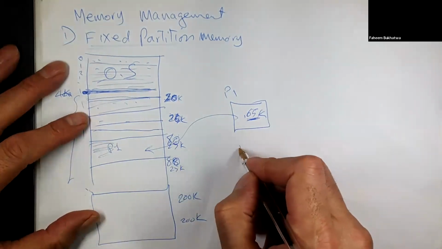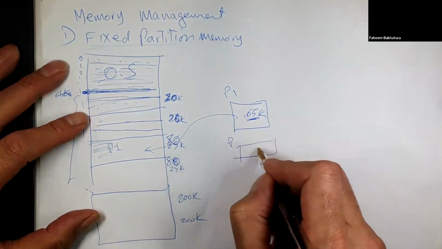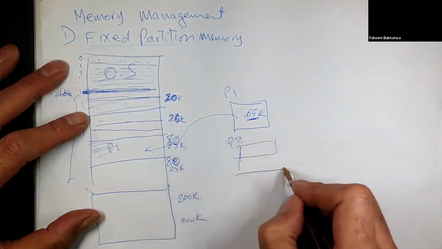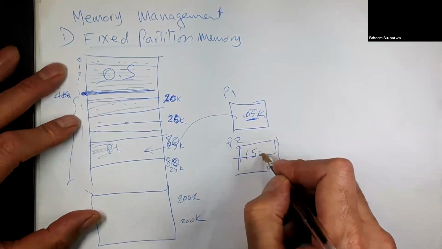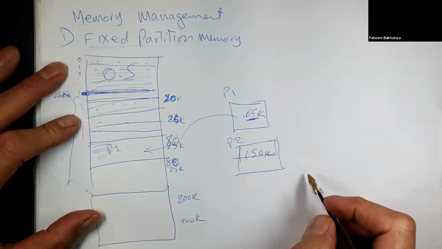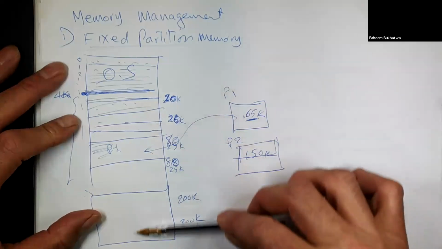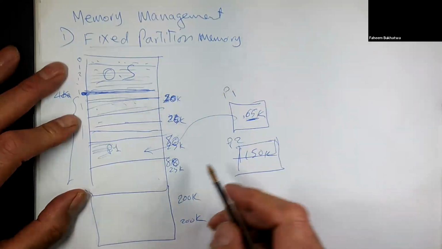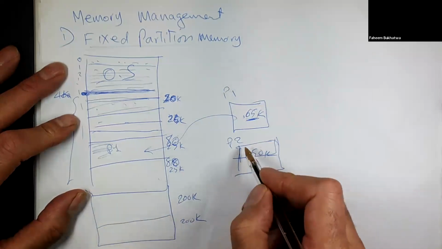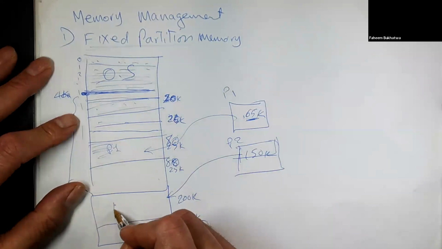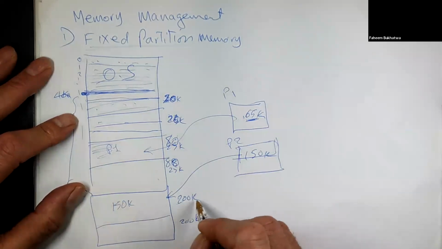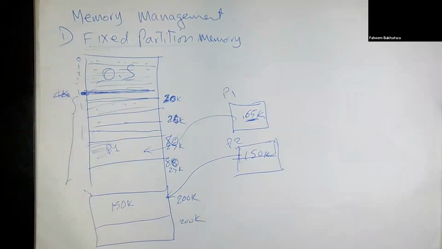Then maybe another program, number 2, comes in, and let's say it's 150K, slightly bigger. So we go through and we look and we say, here's this one, it is 200K, so that will fit in this block. So 150K is sitting in a 200K block.